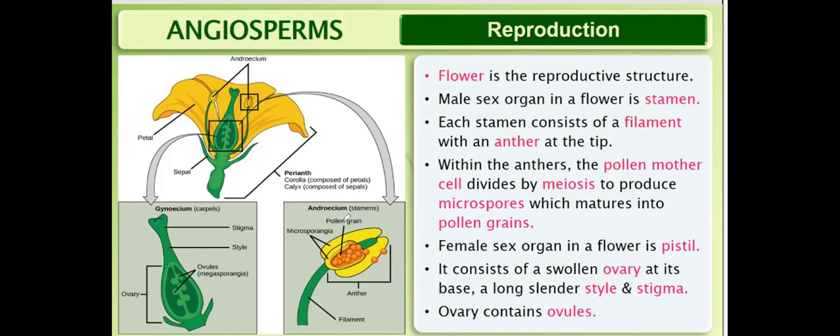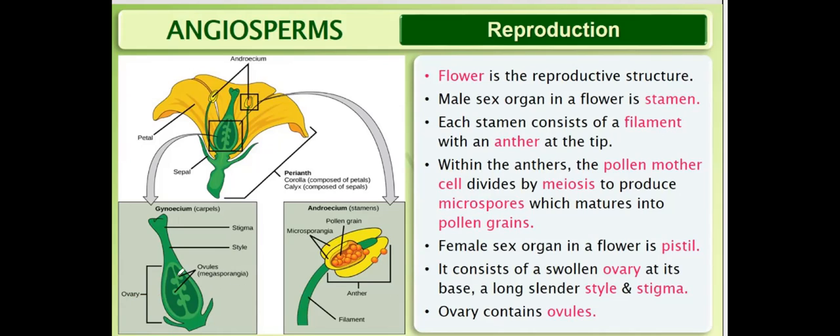This microspore develops into what? Pollen grain. The female sex organ in a flower is the pistil. This is the female sex organ, that is called gynoecium, carpel, or pistil. It consists of a swollen ovary. Here it has the ovary, then a long cylindrical style and stigma. So the carpel is divided into 3 parts: ovary, style, stigma.